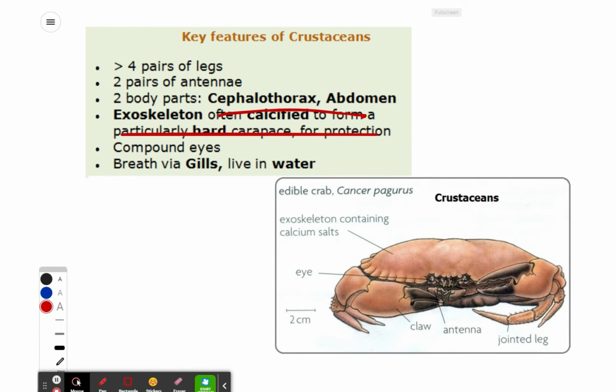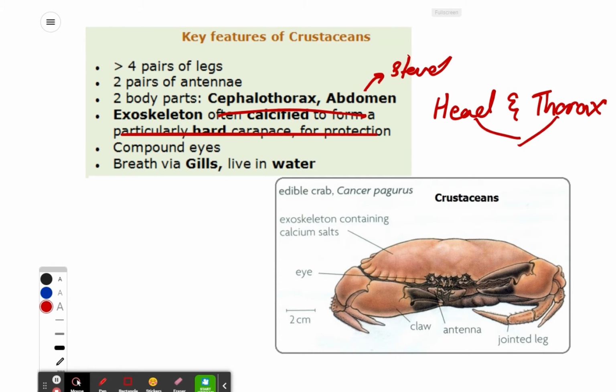Now 2 body parts, cephalothorax and abdomen. This makes sense. Abdomen, you already know. I told you it's a stomach area. What is cephalothorax? Remember, whenever the head and thorax area of any organism is joined together, they don't have any space, they are not separated, they are fused together, then that area becomes cephalothorax. If they are separated, then they are called head and thorax. Does it make sense?